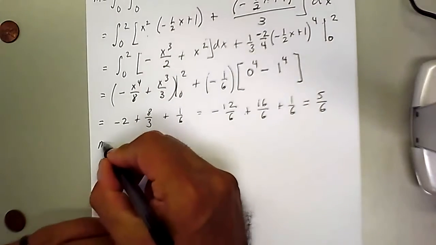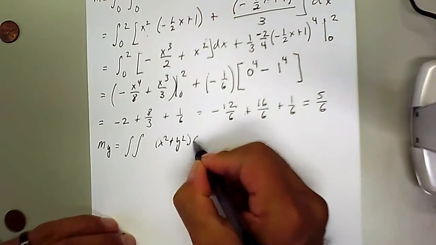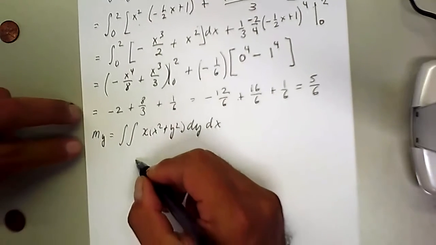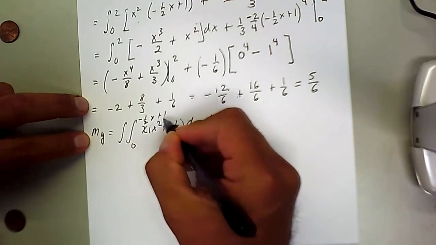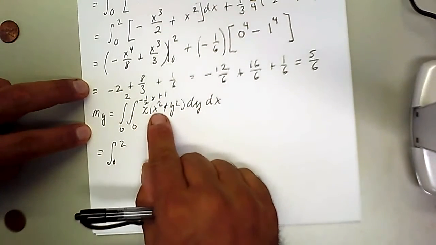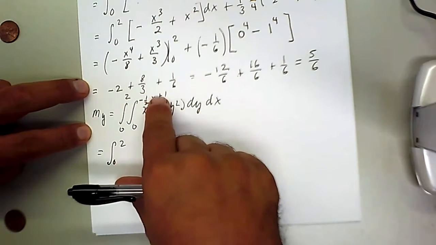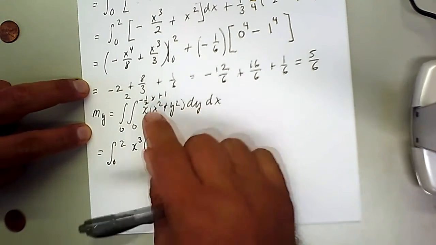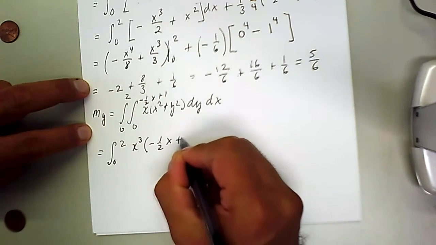Now we have to find the moment with respect to the y-axis. So we have a double integral. We still have x squared plus y squared, dy dx. We multiply by x. And the limits are going to be the same, from 0 to negative 1/2 x plus 1, from 0 to 2. Okay, so we have x cubed when we multiply times y, and we're going to be plugging in this upper limit for y and 0. So we have x cubed times the integral of y, negative half x plus 1.